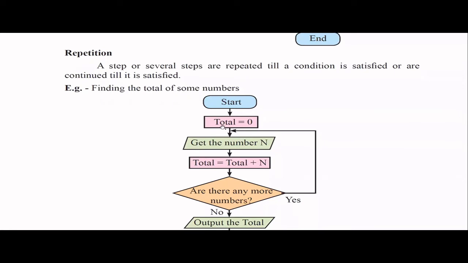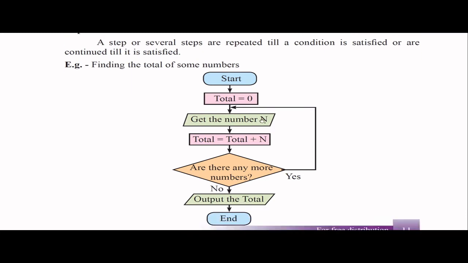So next thing is repetition, right? Repetition means a step or several steps can be repeated, but based on a condition. You have to remember that, right? So if the condition is satisfied only, it will be repeated, right? Finding the total of some numbers. Now we have some numbers, maybe 10 numbers or 5 numbers. You have to add them together and get the total, right? So we'll see how it happens.